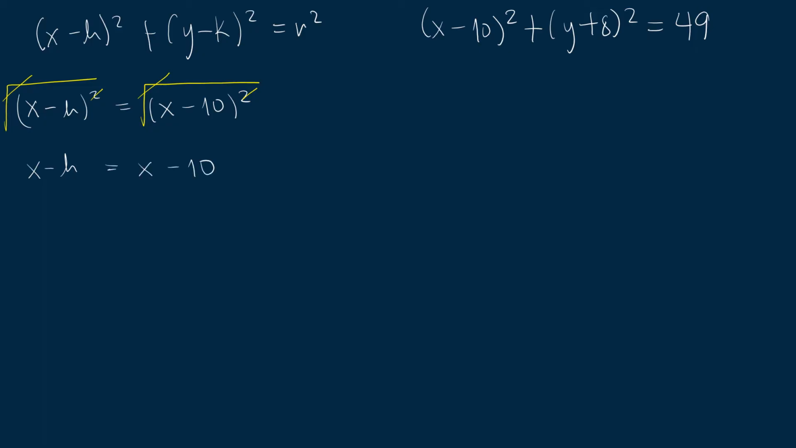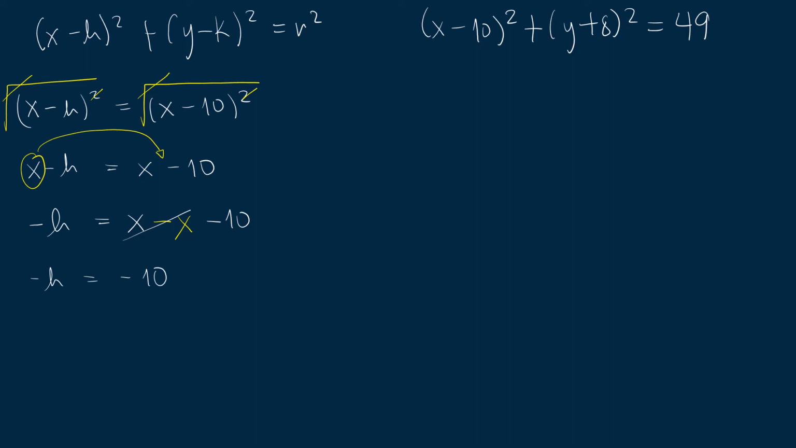We can now cancel out the variable x, or you can transpose the variable x from the left side to the right side. So we will have the remaining negative h is equal to x, and you will move this variable x to the right side. It will become minus x minus 10, and then x minus x is equal to 0. We will have negative h is equal to negative 10.